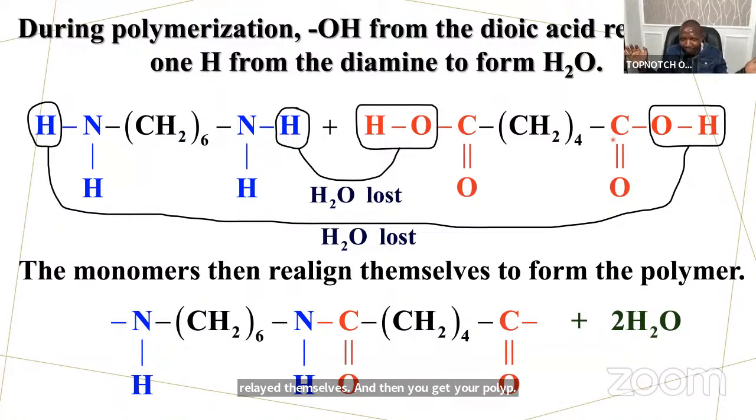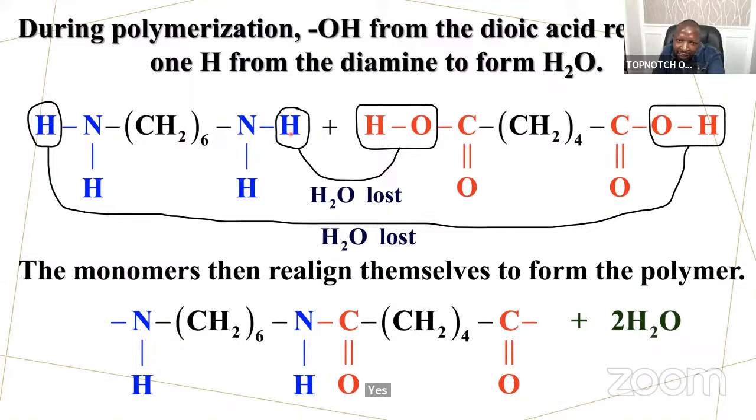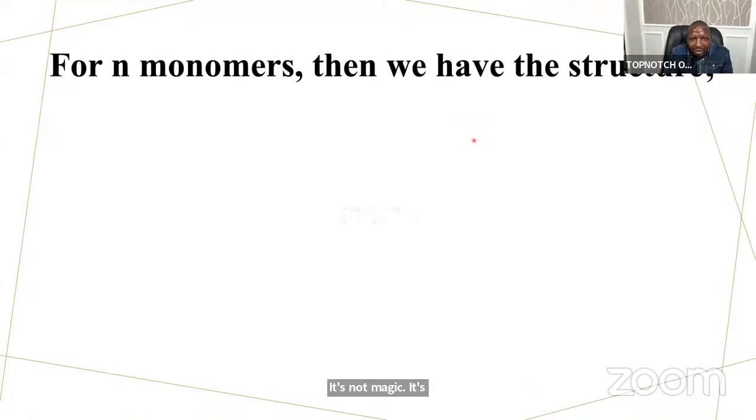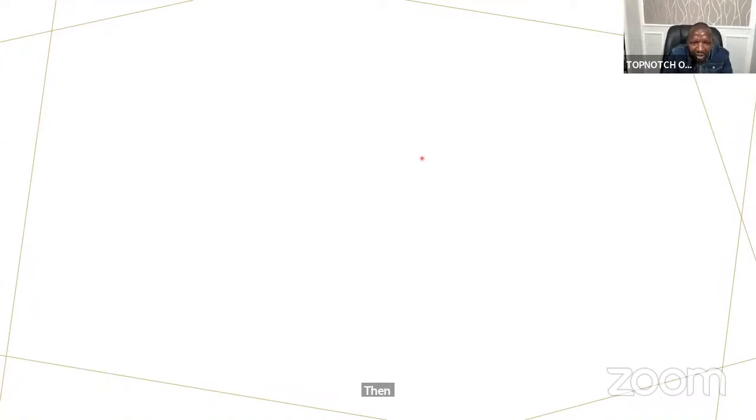Are you following? Yes. The amine gives hydrogen; when one gives, it remains with a free end. The other one gives OH on both sides. Then the combining parts join. That's all. Then you get your nylon 6,6. It's not magic. It is simply chemistry. That's it. Then finally, you put a bracket and put n. So this is the point here.